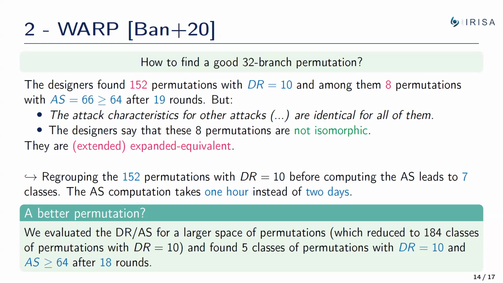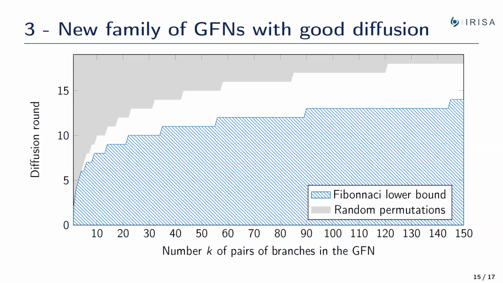We even go further and consider a larger space of permutations, which reduced to 184 classes with diffusion round of 10, and found among them 5 classes of permutations with a number of active S-boxes greater than 64 after 18 rounds. So it's 1 round less than the one in WARP. The last application is a new family of GFNs with good diffusion properties.